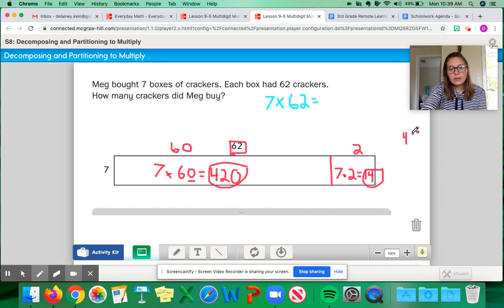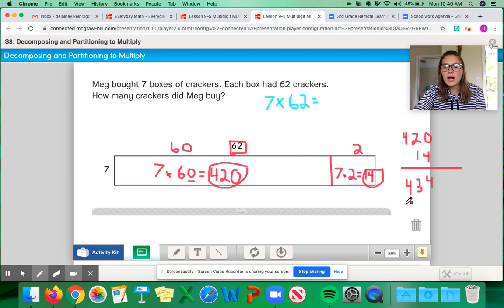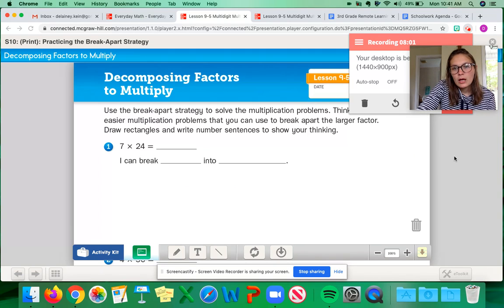420 plus 14 equals, let's check it out. 0 plus 4 is 4. 2 plus 1 is 3. 4 plus 0 is 4. How many crackers did Meg buy? She bought 434 crackers.